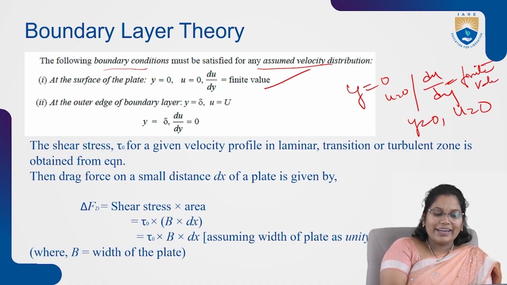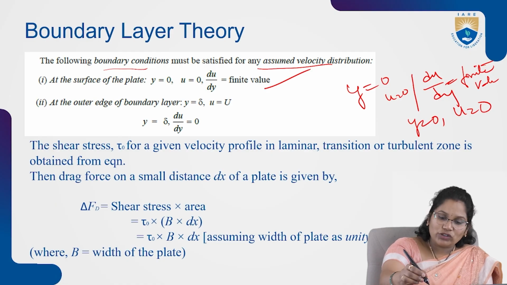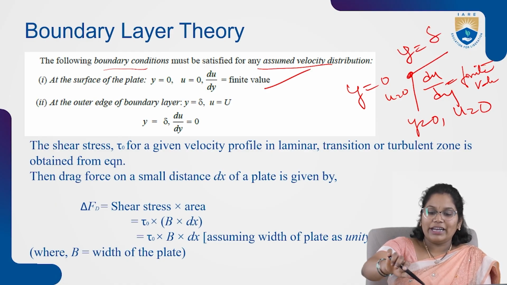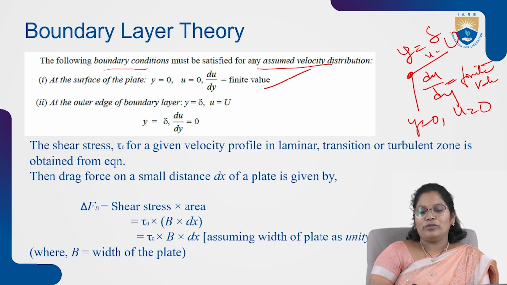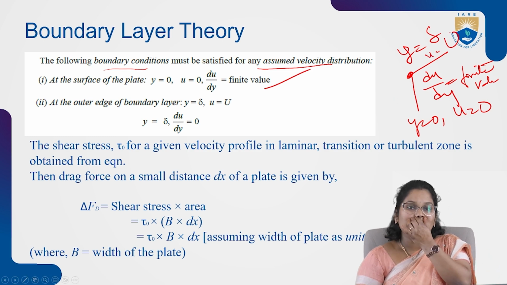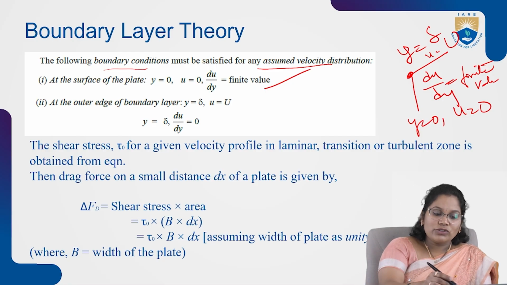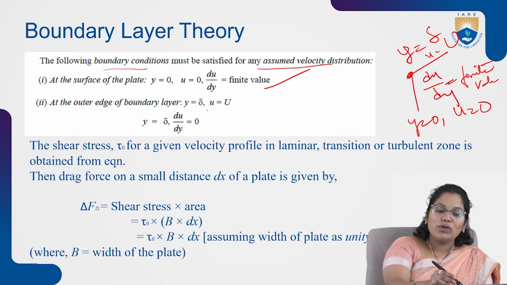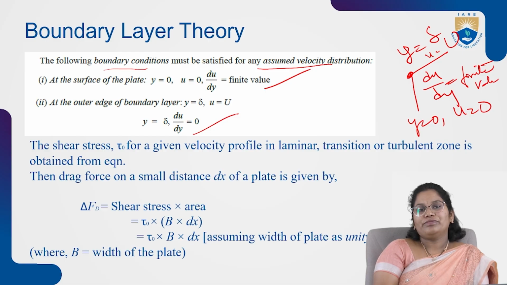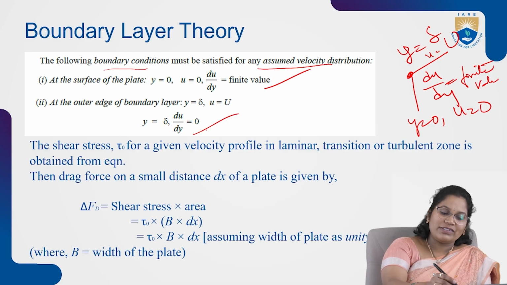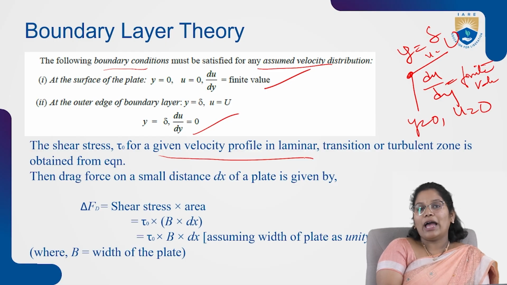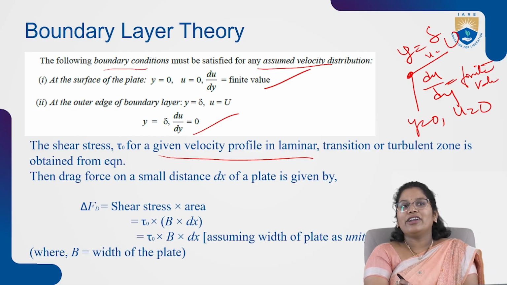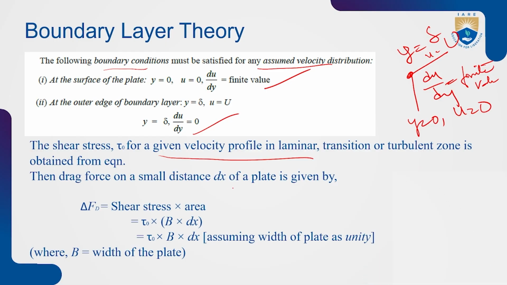And second condition is what? At the outer edge of the boundary layer, your y is becoming delta, and your small u is becoming capital U. At that point, the velocity is changing to the free stream velocity, right? So y is equal to delta and du by dy is equal to 0. Then the shear stress for the given velocity profile in laminar, transition and turbulent zone is obtained from this equation.